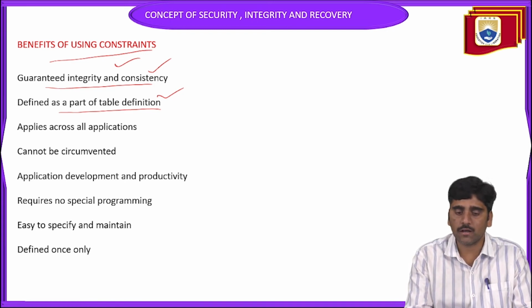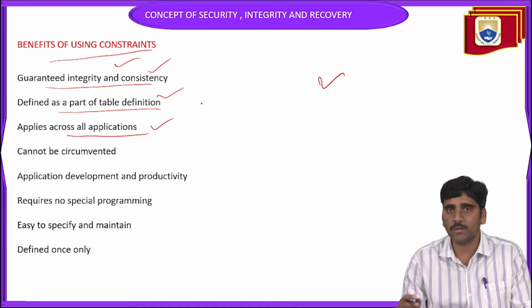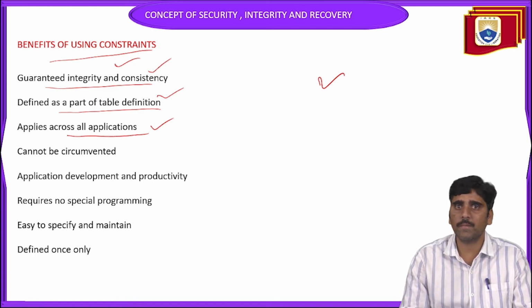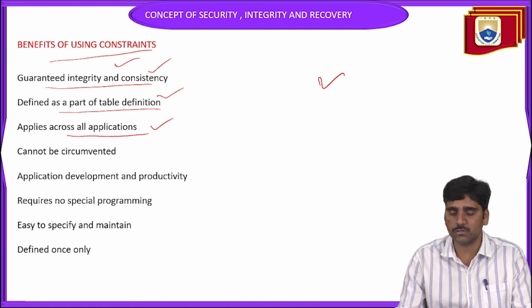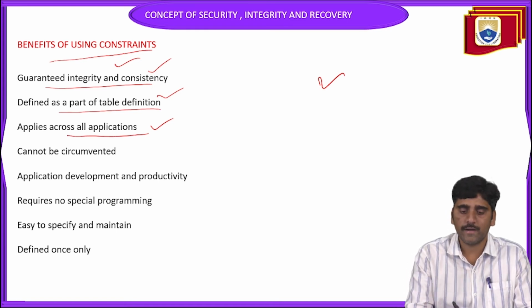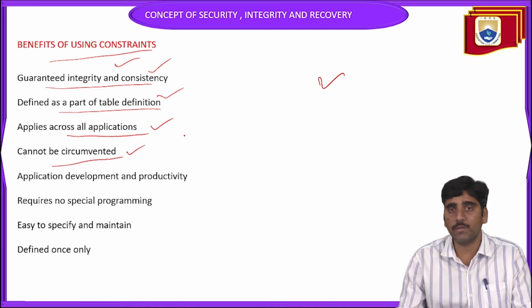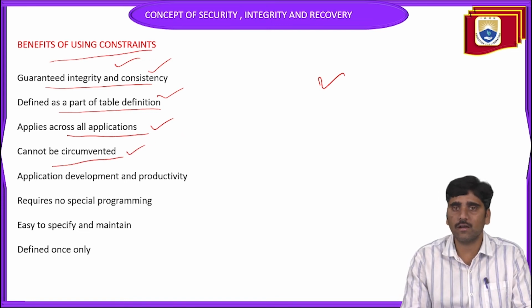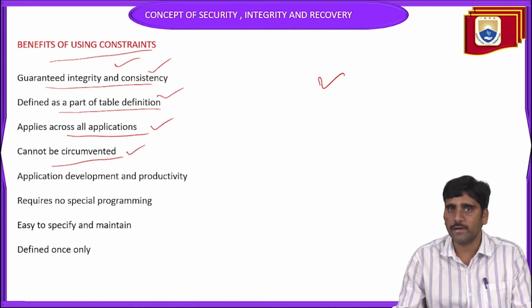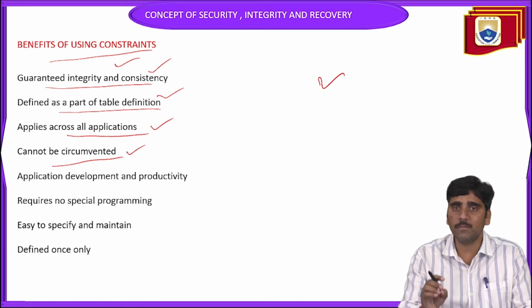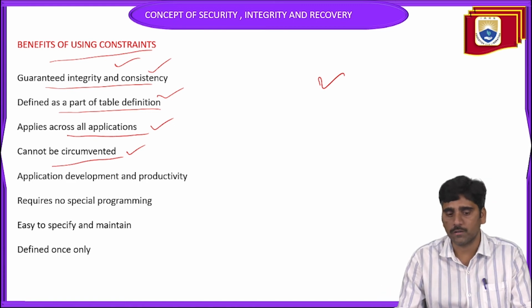They apply across all applications. All the applications have different types of database constraints, and applying constraints to particular attributes keeps the applications very secure. And they cannot be circumvented, meaning they are not going to be circulated for any other database purpose; they can carry the permission for a particular column or not.